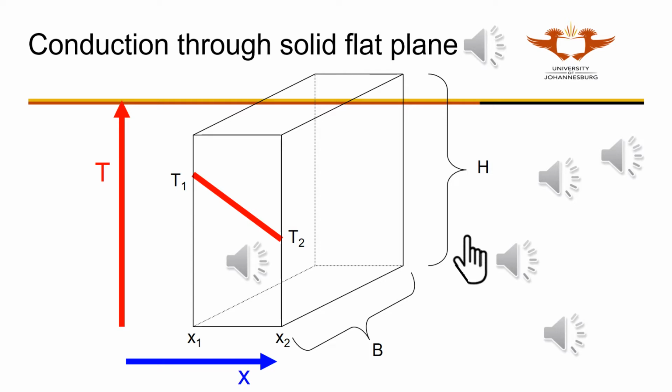In this slide, you will be looking at how heat flows through a solid flat plane, such as a wall, from the one side, at x1, to the other side, at x2. The wall has a height of H meters, and a length of B meters. The one surface of the wall has a temperature of T1, and the other surface of the wall has a temperature of T2, over here.